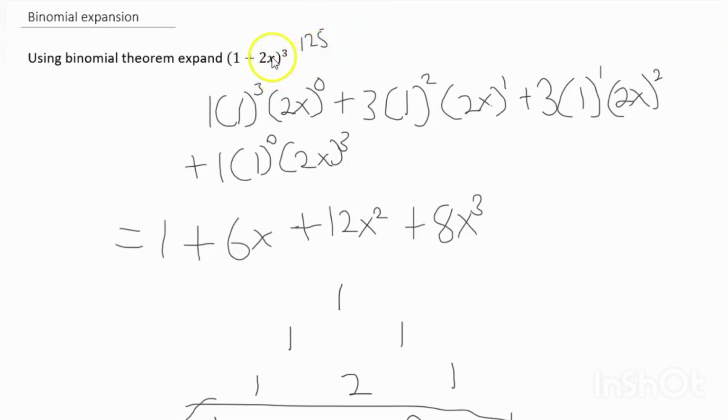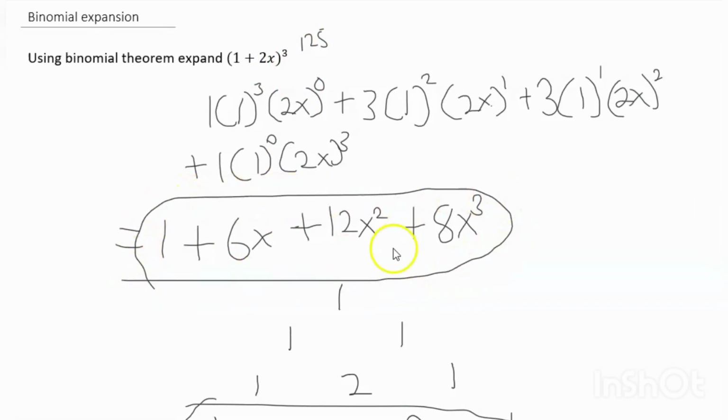We got 125 when we made x equal to 2. So what I'll simply do is put 2 into wherever I see x, and if this equals 125, I know my answer is correct. If it does not equal 125, then my answer is wrong. So let's see. If we expand this using 2 as x, this would be 1 plus 6 multiplied by 2 will be 12. 2 to the power of 2 is 4. 4 multiplied by 12 is 48. 2 to the power of 3 is 8. 8 multiplied by 8 is 64. So if I add all of these, it should give me 125.